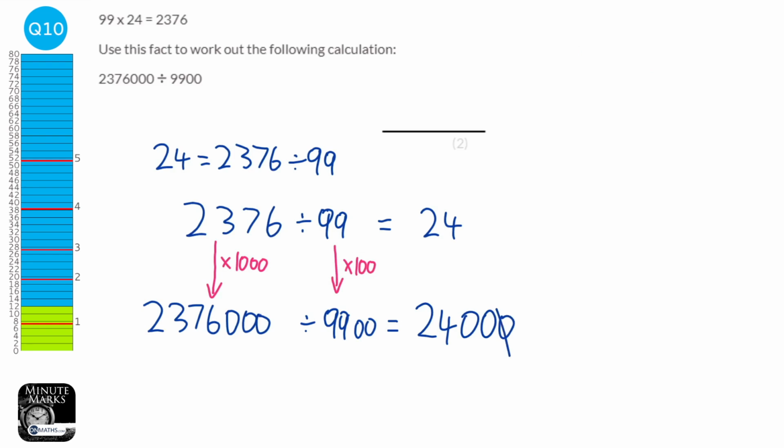So we just knock off 2 of the zeros. We divide it by 100. So our answer will be 240.